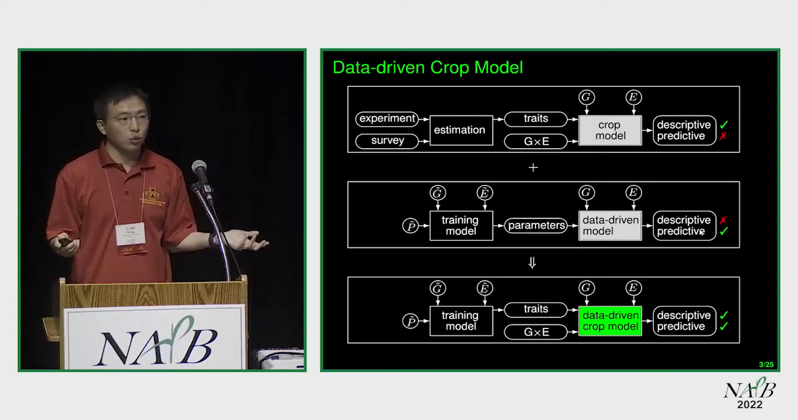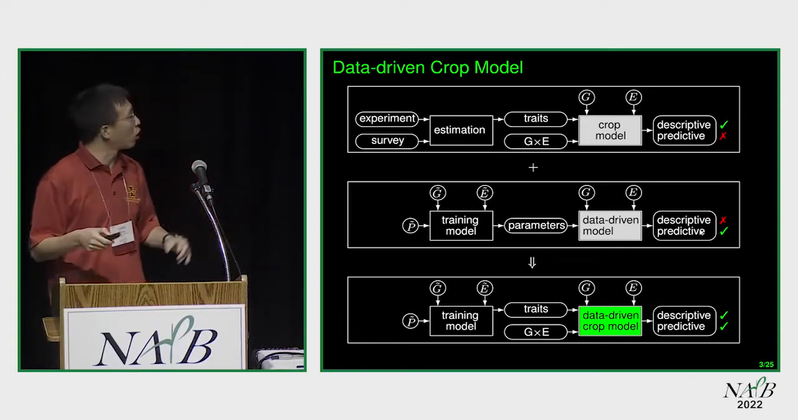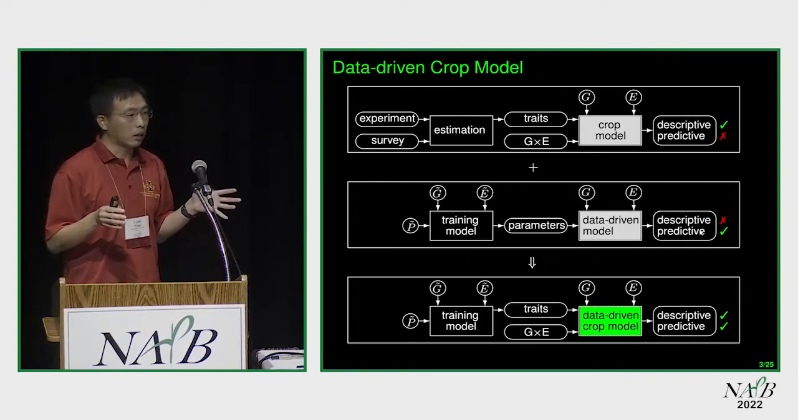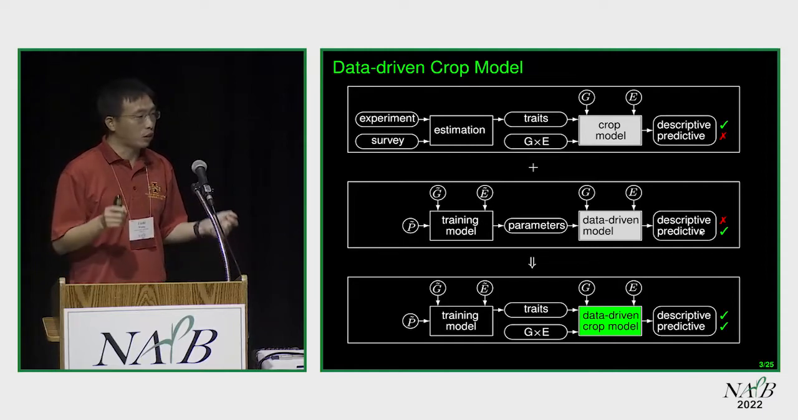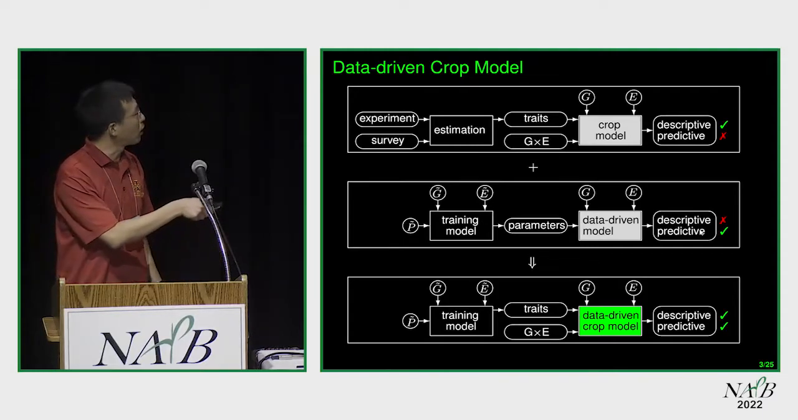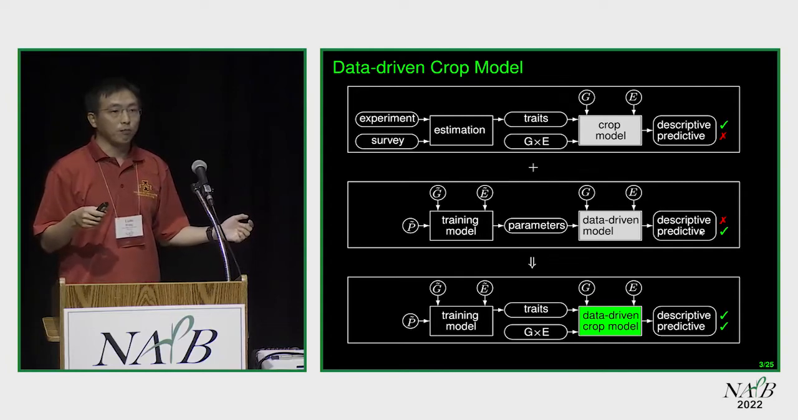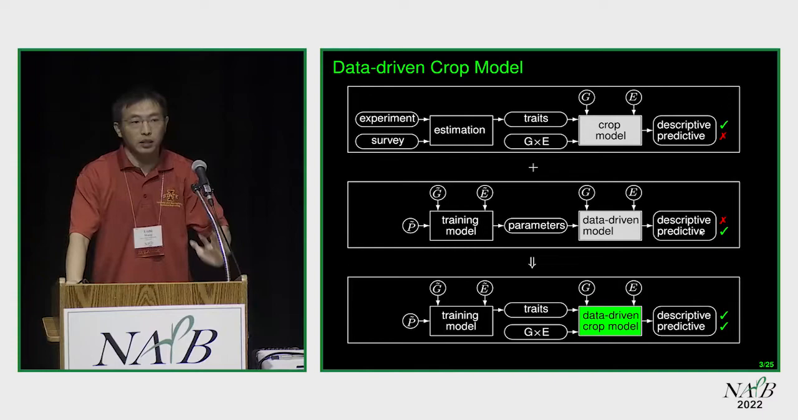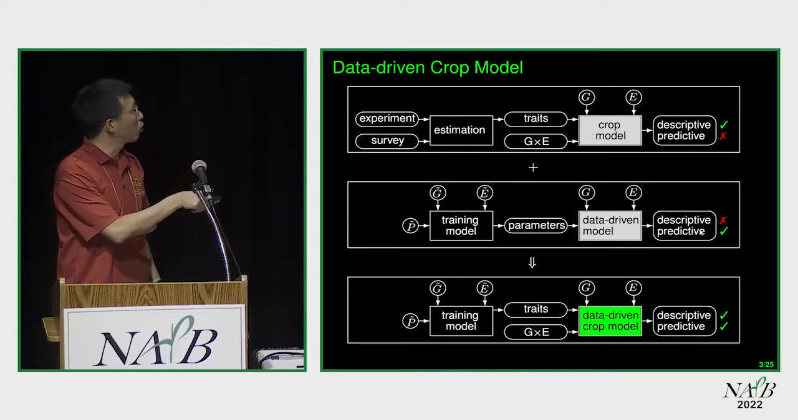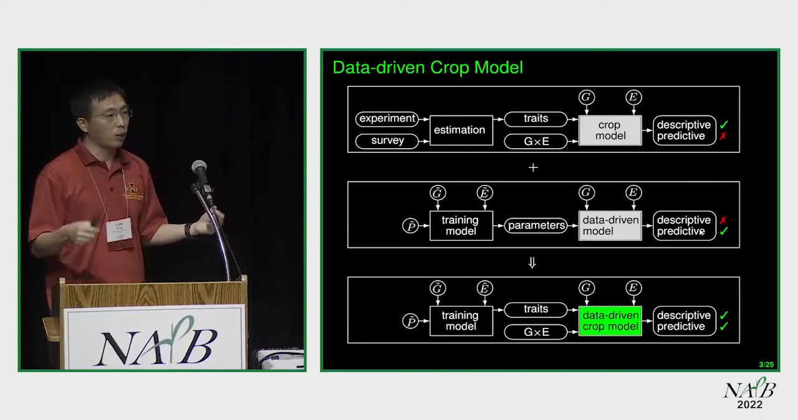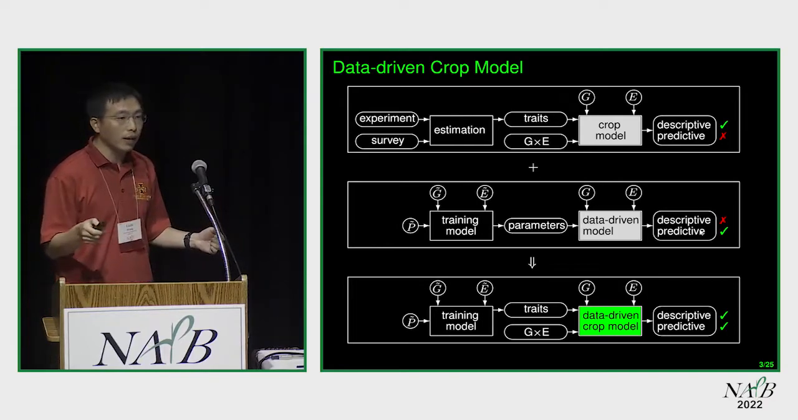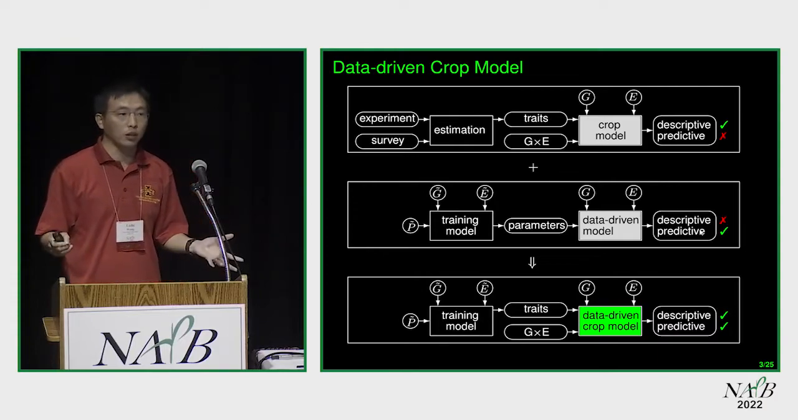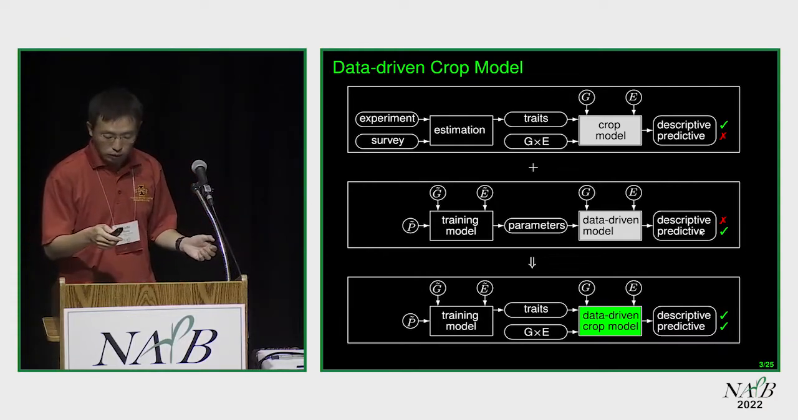So what we are trying to do is to combine these two models and create something called the data-driven crop model. At the core is a crop model, so it's scientific, it incorporates human knowledge, but the parameters do not need to be experimentally calibrated. Instead, we are using the machine learning model and historical data to calibrate the parameters so that this model has very good predictive performance and is also completely explainable and descriptive.